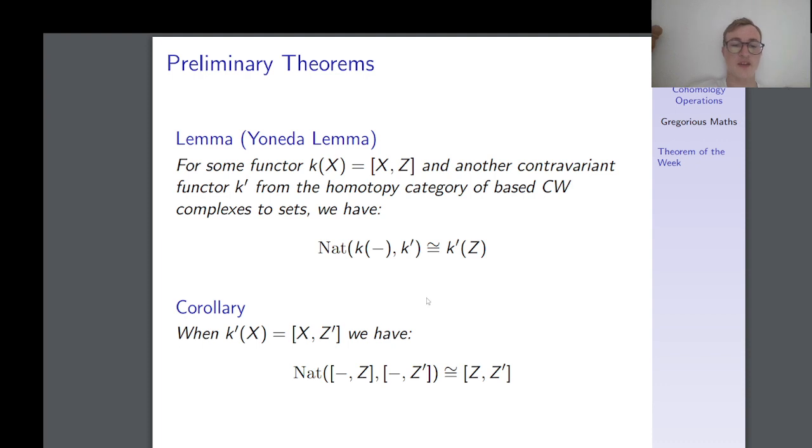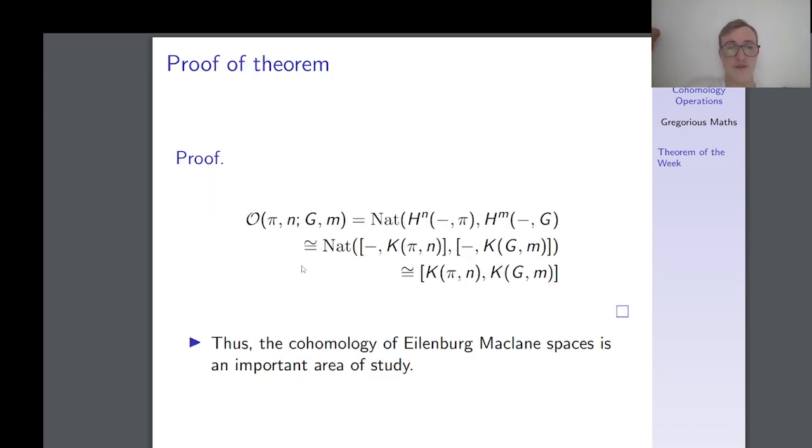And so if we apply this when K prime is also a representable functor, then the set of all natural transformations between K of dash and K prime of dash is in correspondence with K prime of Z. But in this case, K prime of Z is just the set of all based homotopy classes of maps between Z and Z prime. And so this will be very useful.